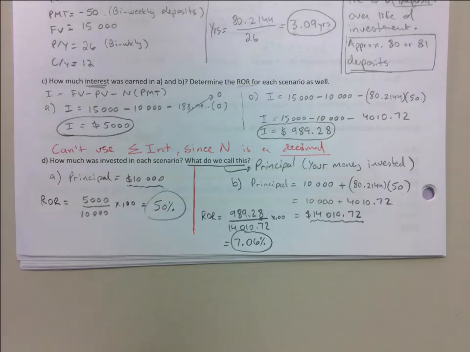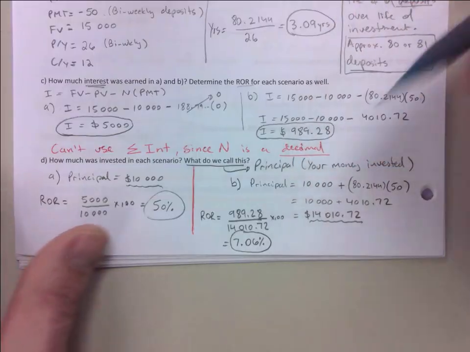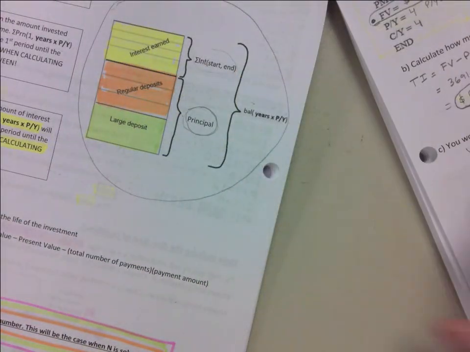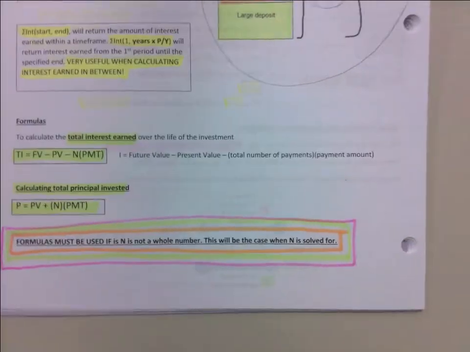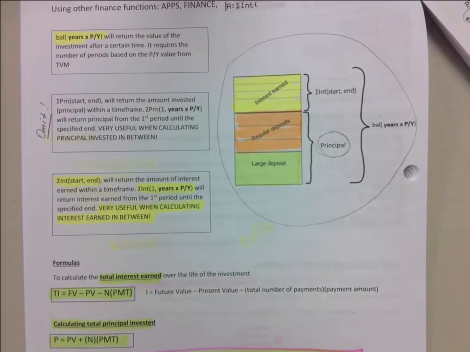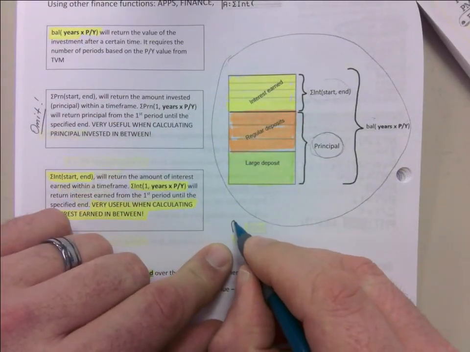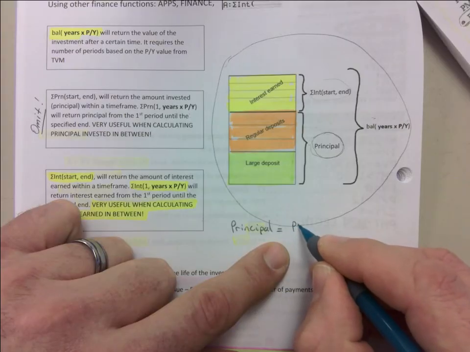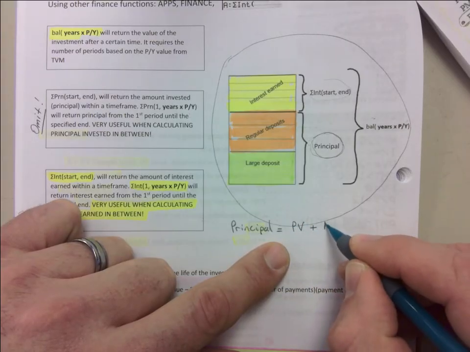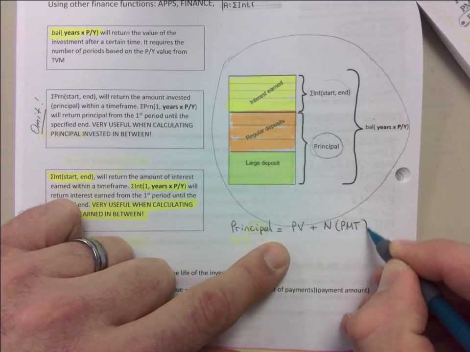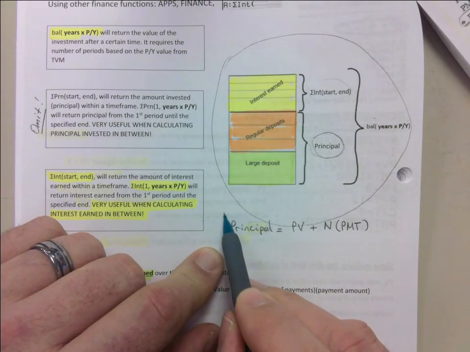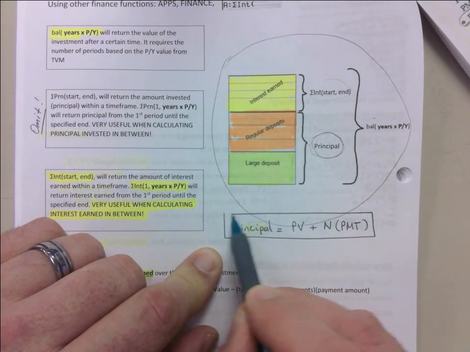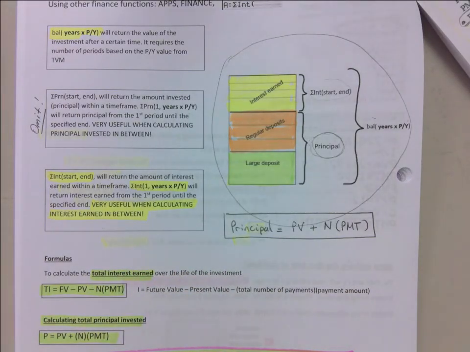I'm going to ask you to go to page 35 for a little bit. I'm just going to add the formula for principal. Can you go to 35 and just write down principal is PV plus N times PMT. Add that to page 35, please.